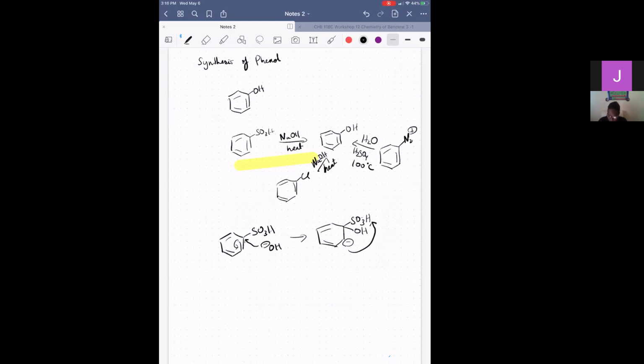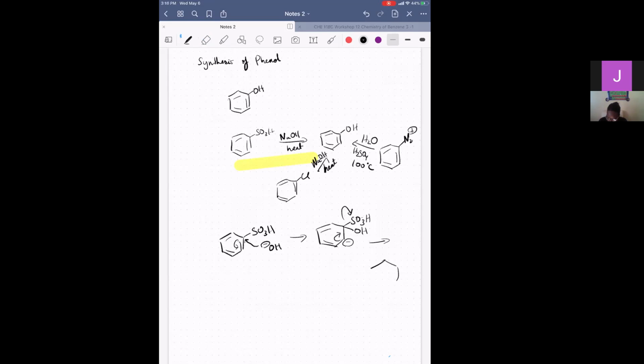Sorry, we don't want to deprotonate. Let me just take that back. Now we can think of having a negative charge on our carbon, and then when we regenerate our double bond, we'll lose our good leaving group. And this would be our elimination step.